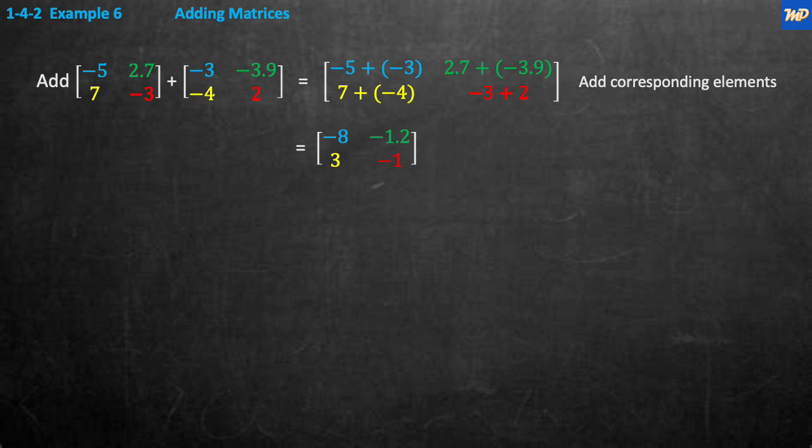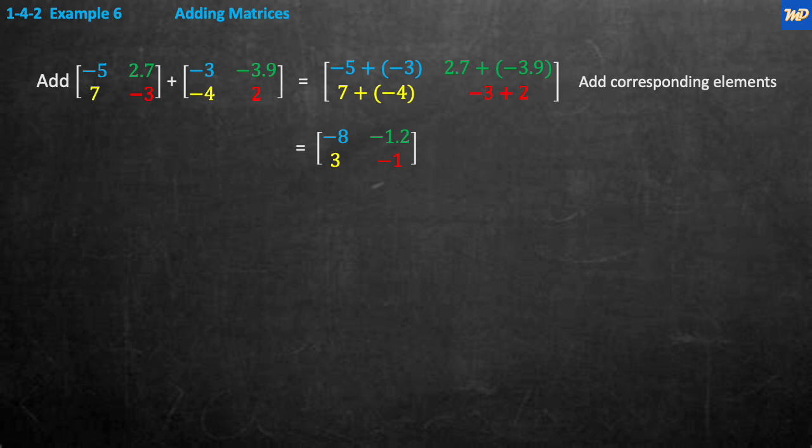Okay, example 6, adding matrices. So we're going to go over an example showing you how to add matrices. I've got it all colored up so it's clear as you're looking at it. So it says add. These are 2 by 2 matrices, by the way. They have 4 elements each. So we're going to add -5, 2.7, 7, and -3. The next matrix is going to be -3, -3.9, -4, and 2.